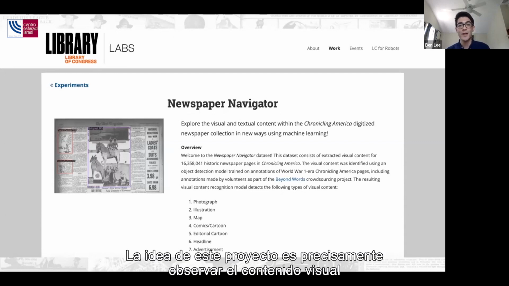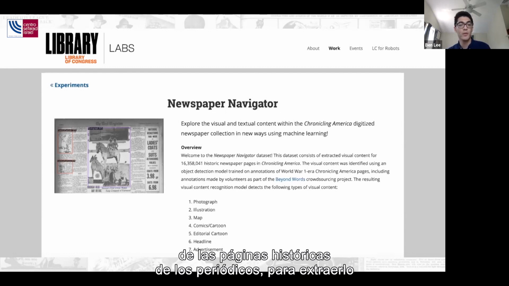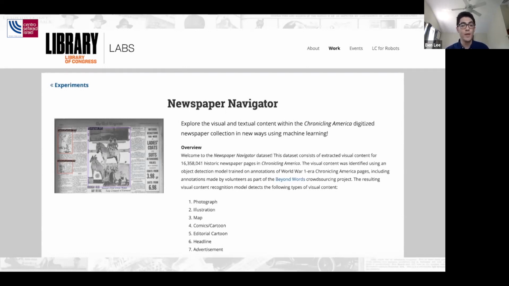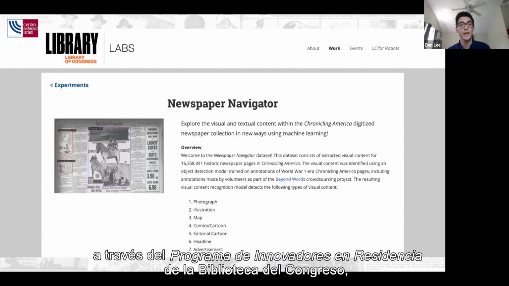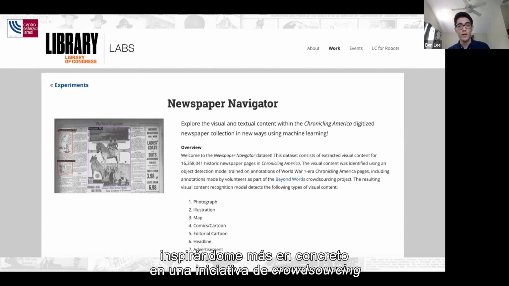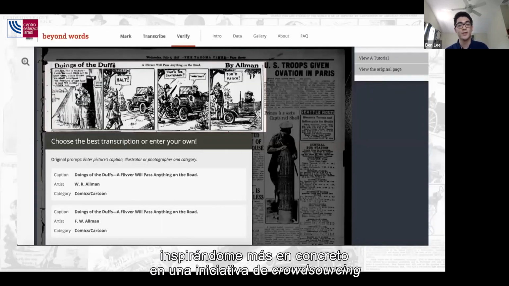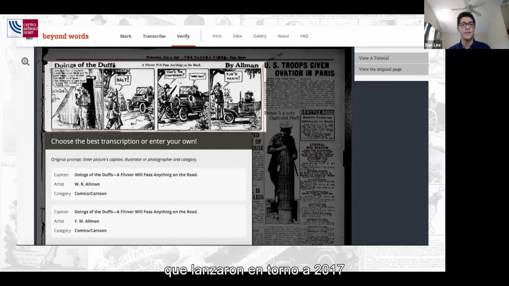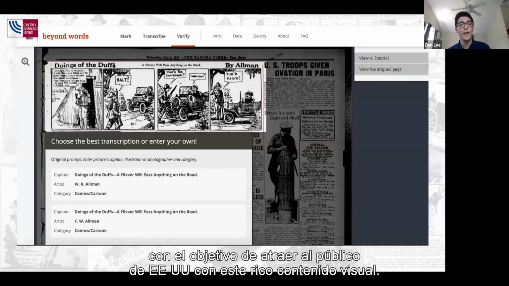And the idea behind this project is precisely to look at the visual content in historic newspaper pages, both in terms of extracting it and then in terms of reimagining how we can search over it. I began this project in 2019 through the Library of Congress's Innovator in Residence program. In particular, I was inspired by a crowdsourcing initiative that they had launched in about 2017 with the goal of engaging the American public through this rich visual content.